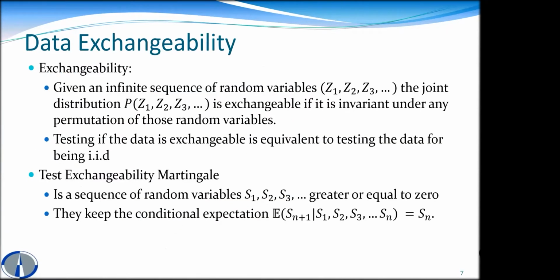Our approach will be based on the exchangeability assumption. We will have some random variables zi. Their joint distribution is exchangeable if it is invariant under any permutation of these random variables. Also, testing if the data is exchangeable is equivalent to testing the data for being IID. A test exchangeability martingale is a sequence of random variables that are greater than or equal to 0, and also they keep this conditional expectation here.